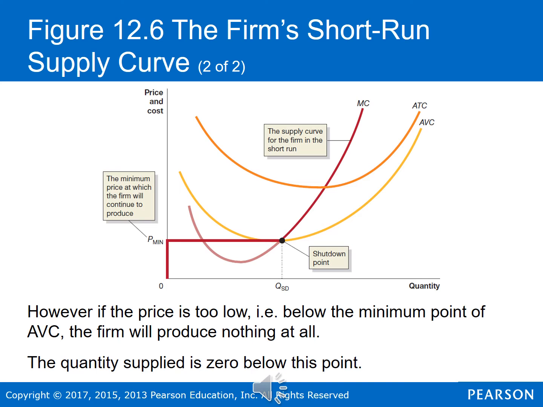So if the price is too low, if it's below the minimum point on the average variable cost curve, the firm will produce nothing at all.